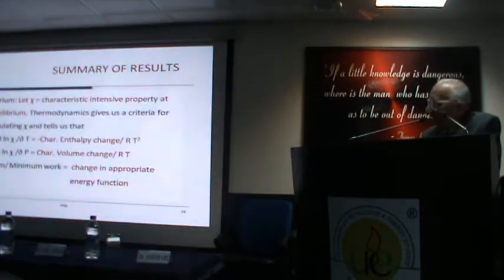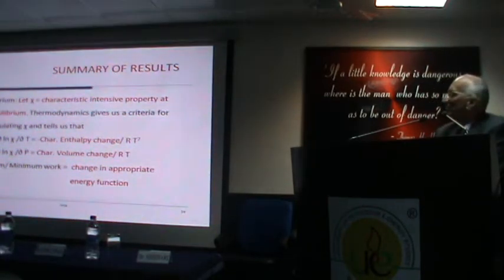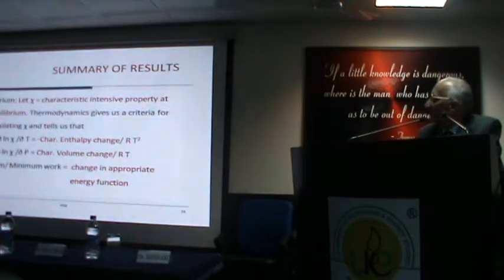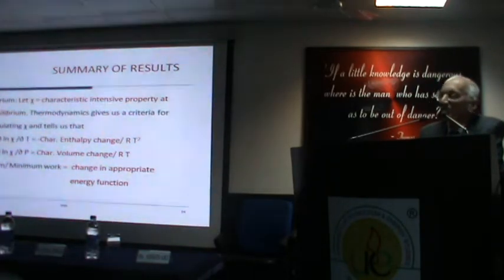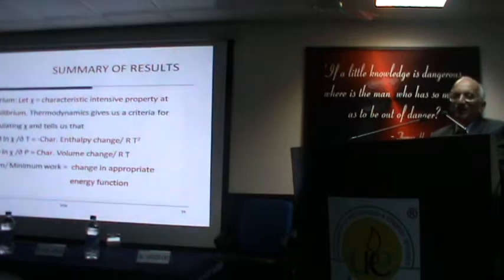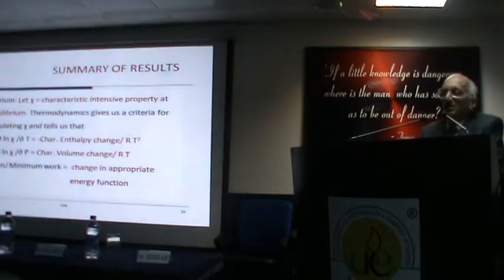The summary of results is like this. If chi is a characteristic intensive property at equilibrium in a system, then thermodynamics gives us a criterion for calculating chi. And the remarkable result is it's always delta log chi by delta T is equal to minus a characteristic enthalpy change by RT squared. And very often, even without doing any of the calculations, you can look at a system, after a while you get a feel, you say this must be the characteristic enthalpy change.